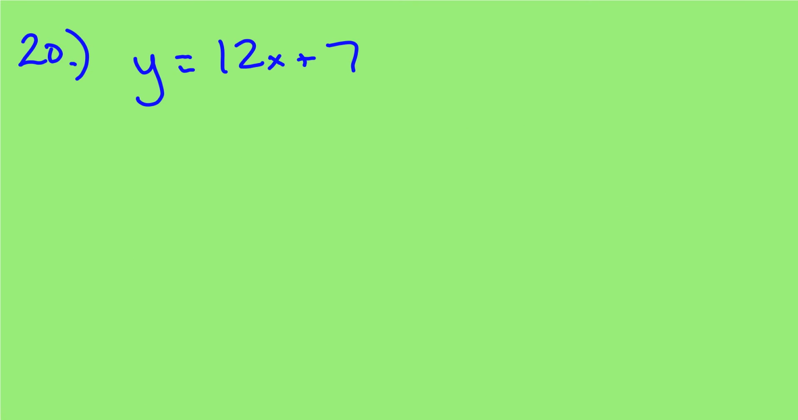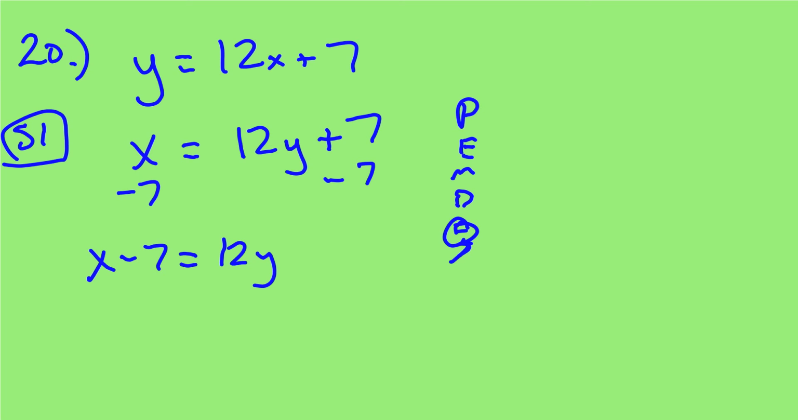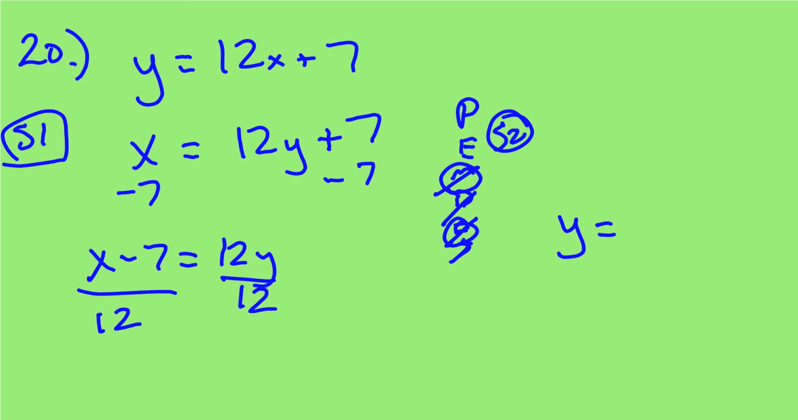20. We have y is equal to 12x plus 7. So step 1 says I'm going to switch x and y. So I write x is equal to 12y plus 7. Now remember, PEMDAS backwards. I don't see any subtraction. I see addition. That's why I subtract 7 from both sides. I get x minus 7 equals 12y. I don't see any division. I see multiplication. That's why I divide both sides by 12. Remember, this is all step 2. So I end up with y equals x minus 7 all over 12.